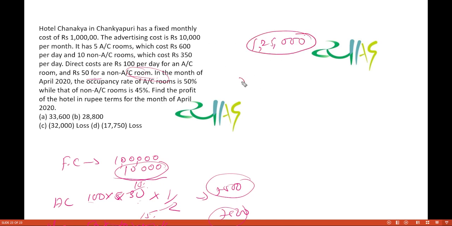Now let us calculate our revenue. Okay, so what is the revenue? 600 rupees per room we are getting, but our occupancy rate is how much? 50%. So divided by 2 into. Okay, this will not be divided by 2, actually there is some mistake here. This is 45%, so 45 by 100 you do here. Okay, so this will get cancelled. There is a little mistake here.